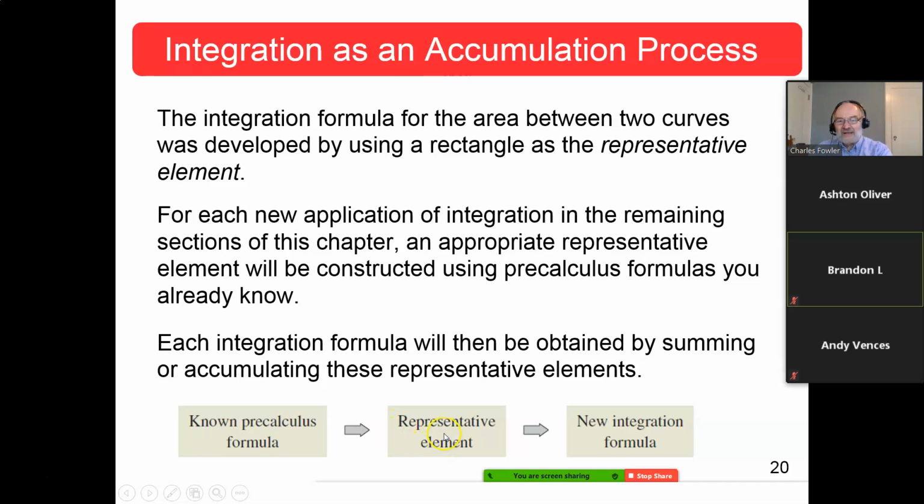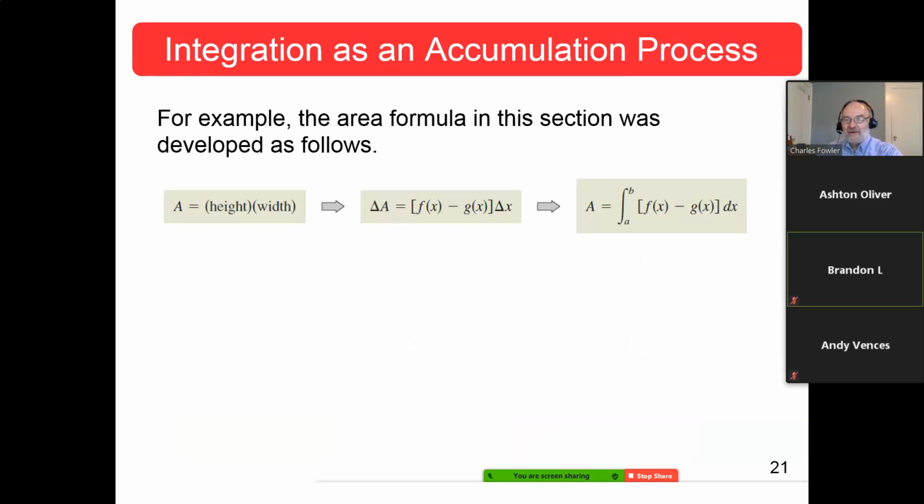We'll then understand our representative element. Well, this was a simple rectangle. We'll be doing something else, and we'll be producing a new integration formula. They make it sound like it's all new stuff. It really is just a continuation of what we're doing. Let's see how it works. For example, the area formula in this section was developed as follows, and this is what we're just doing.